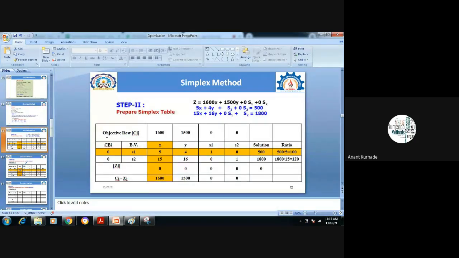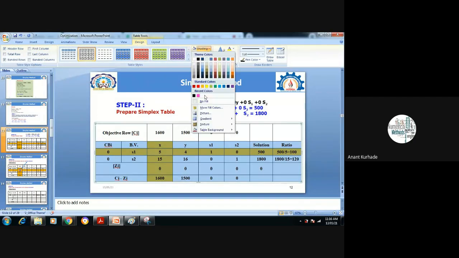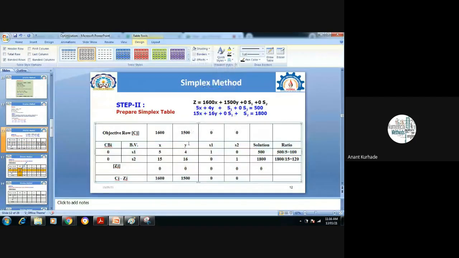Now, next step. We have these three equations, and we have to put these equations in tabular form. Before this, I will remove this color, because you cannot understand the yellow color. Now it is like this. Then I will cancel all these values. Okay, now see.